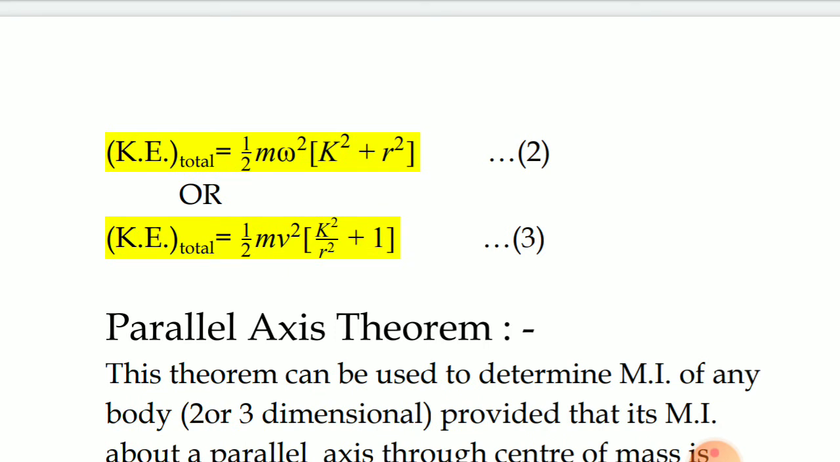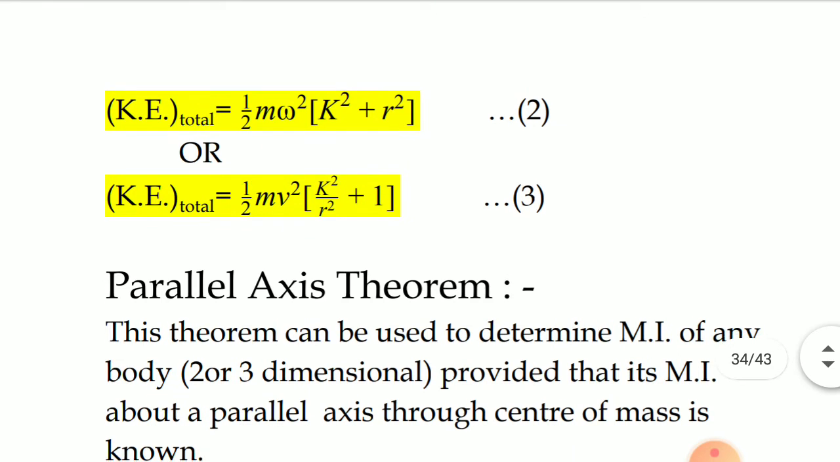What I do is I can take r squared common out again, and that term r squared omega squared outside the bracket becomes v squared, and the total kinetic energy can then be written as half mv squared into bracket k squared upon r squared plus 1. That is equation number 3.